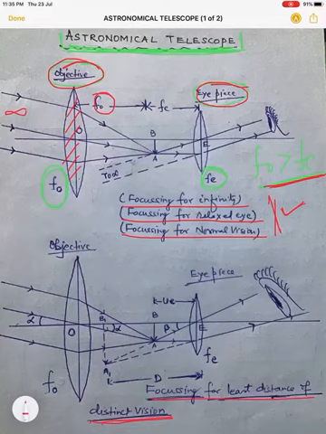Now the eyepiece can be adjusted by using a technique known as the rack and pinion method. So that micrometer screw can be used to move the eyepiece on this axis to form the final image as per our adjustment or requirement.